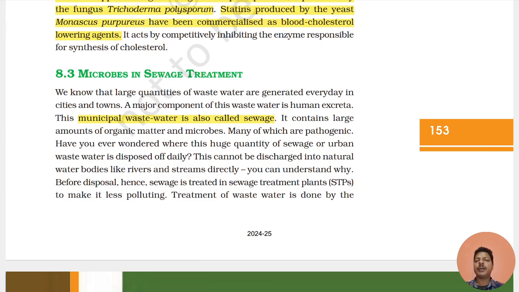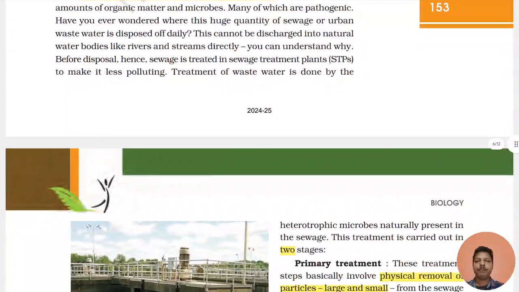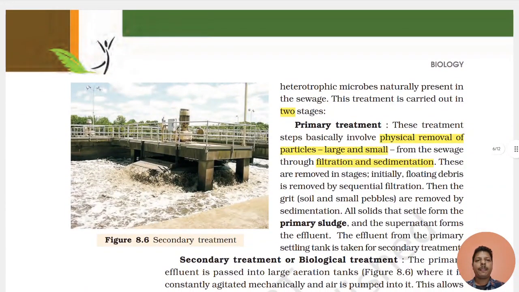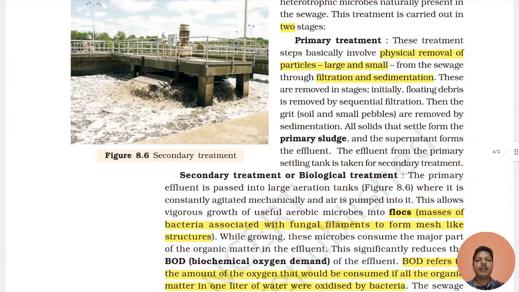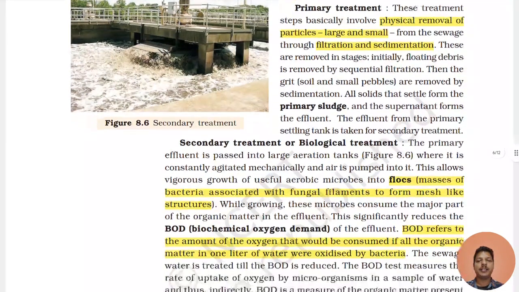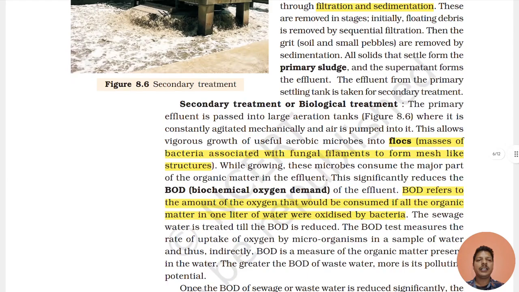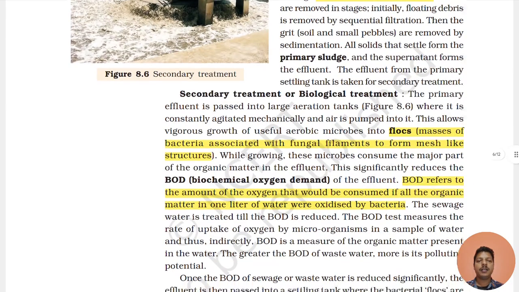Here municipal wastewater is called sewage. Two stages: primary treatment, that is physical removal of particles, large and small, through filtration and sedimentation. Then primary sludge is also mentioned, you can see. Then secondary treatment or biological treatment. Here the masses of bacteria associated with fungal filaments to form mesh-like structures are called flocs.